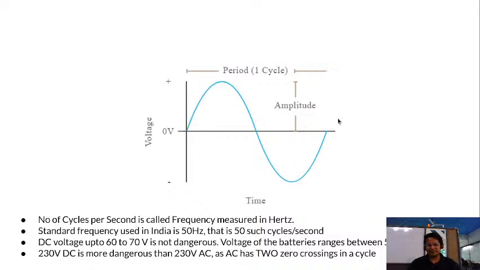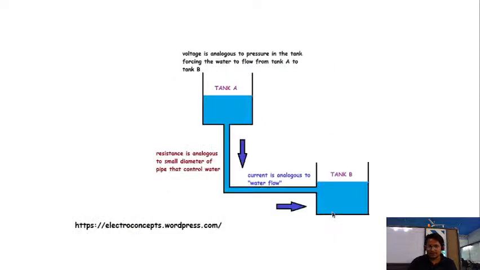So let's discuss this. This is the graph of AC. In our home, the AC comes and its frequency is 50 Hertz, and the number of cycles per second is called frequency. So basically this is a frequency cycle. And what is frequency? Frequency is cycles per second, and the unit of frequency is Hertz. Let's move to the next slide.